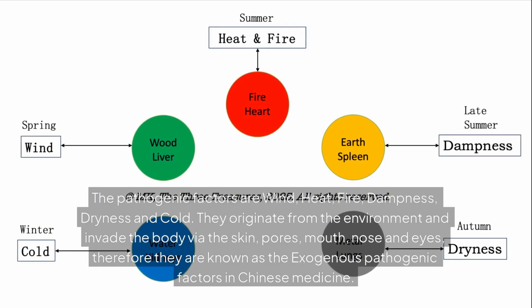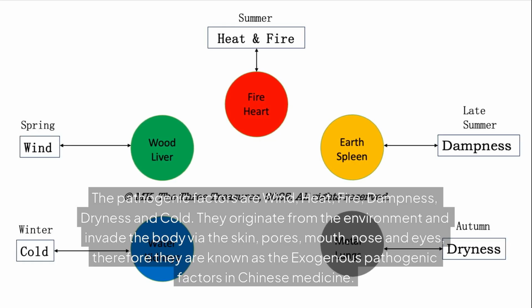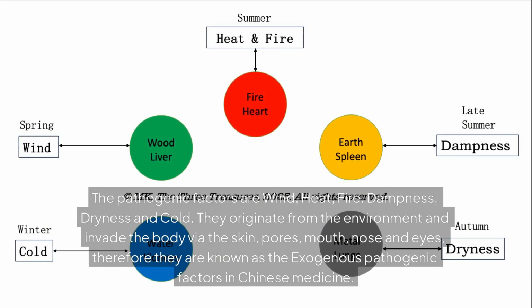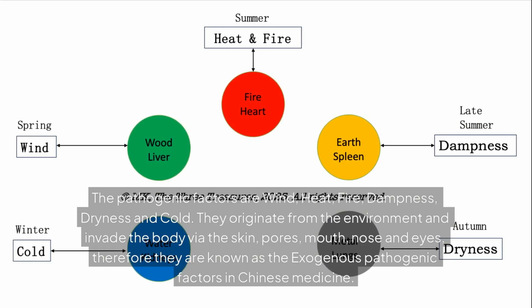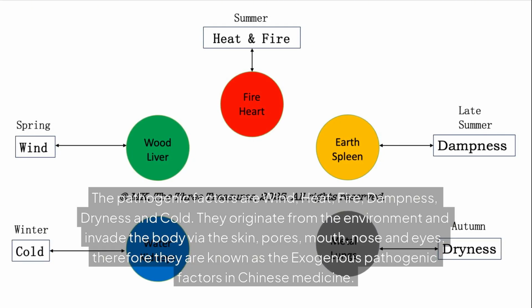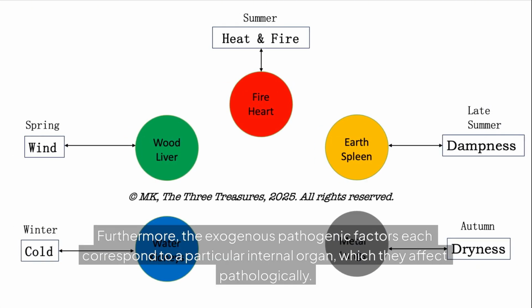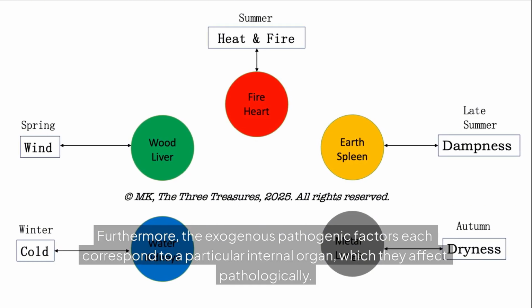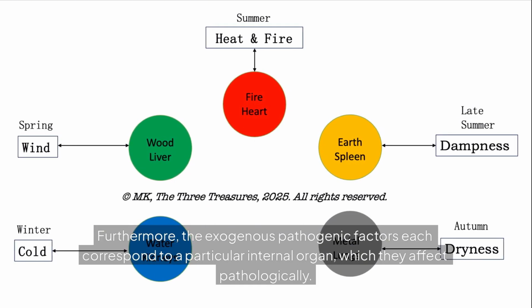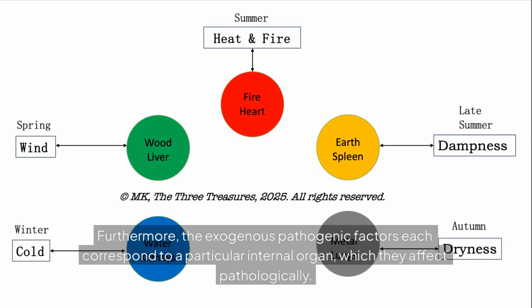They originate from the environment and invade the body via the skin, pores, mouth, nose, and eyes. Therefore, they are known as the exogenous pathogenic factors in Chinese medicine. Furthermore, the exogenous pathogenic factors each correspond to a particular internal organ, which they affect pathologically.